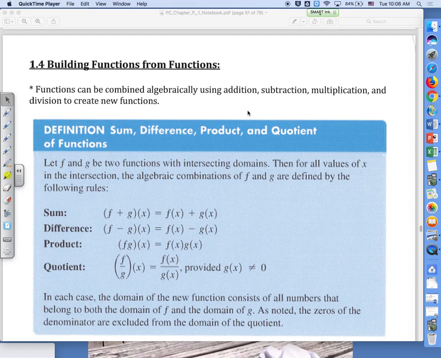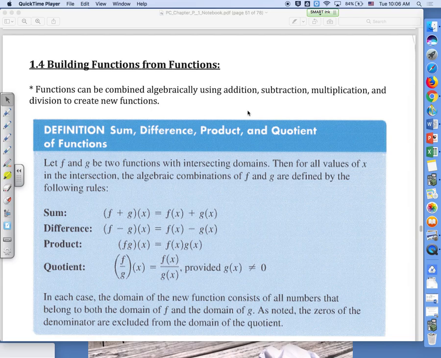Okay, so in section 1.4, we're going to start by building functions from other functions. It sounds complicated. It's not really that awful. You're going to use the operations that you would use on numbers, like addition, subtraction, multiplication, division, and we can perform these operations on functions.